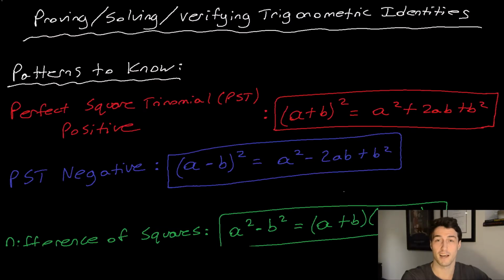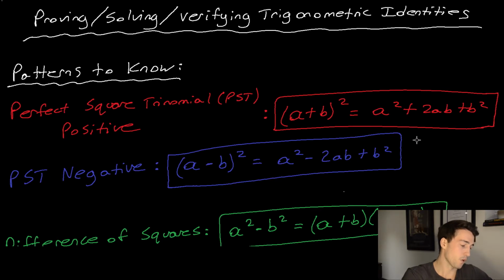So today, like I said, we're going to be proving, solving, and verifying trigonometric identities. Whenever it says either proving, solving, or verifying, it really means the same thing. To solve these identities, we're going to be using our compound angle formulas, which was done in part 1. We'll be using our double angle formulas, which was done in part 2. We'll also be using our Pythagorean theorem identity, and also we're going to have some patterns that we're going to have to watch out for.